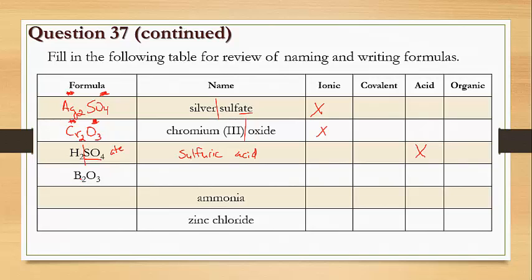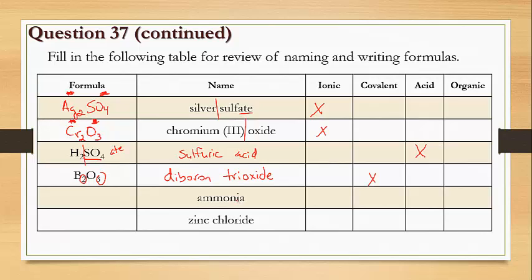All right, the next one is a nonmetal boron with a nonmetal oxygen, that is covalent. Pay attention to those prefixes when we name it. So it's going to be diboron, and then 3 is tri, followed by oxide, because it's a single element.